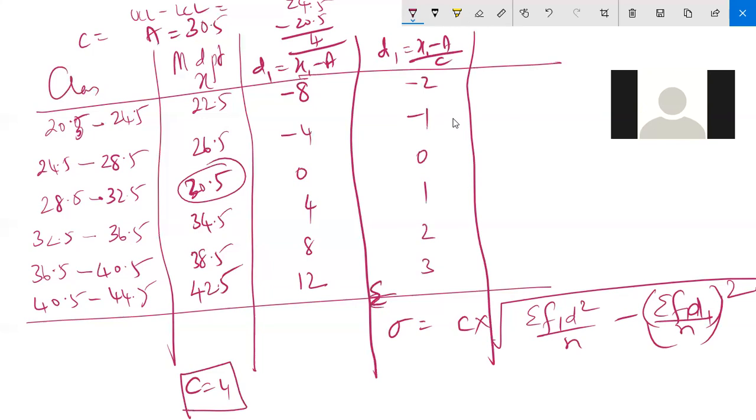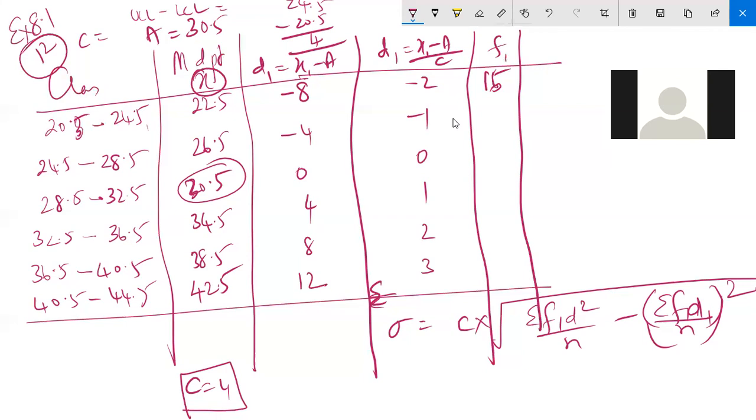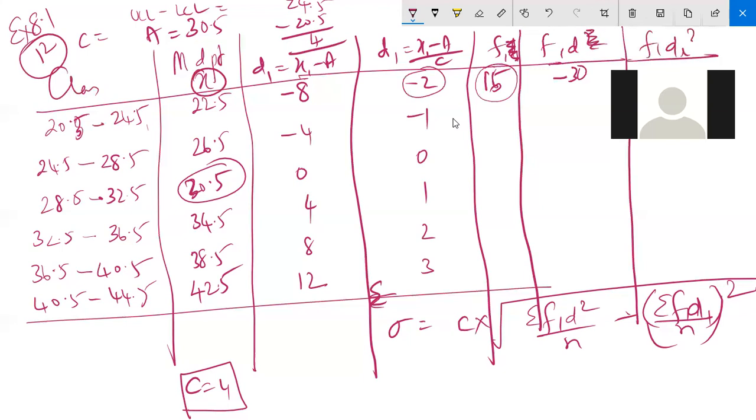Then you have to multiply by x, and F you have to now bring in. Okay. What is F? 12th sum, number of students, Exercise 8.1, 12th sum. So that is 15. So Fi di, then Fi di squared. Both these columns you have to now fill. Fi di is d minus 2 into F, 15, minus 30. This is Fi. This is Fi di. Then Fi di squared. Like that you have to take.